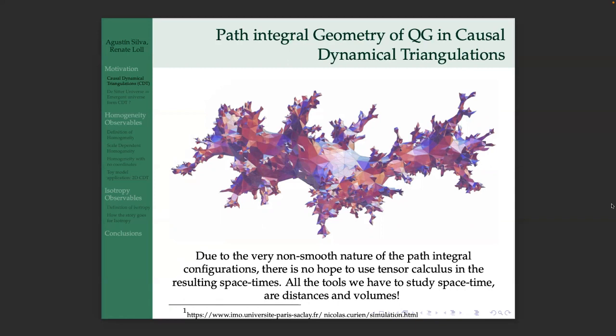As I said, there is no hope of using tensor calculus because the path integral configurations that appear in this approach look like this. They are very non-smooth and fractal, and there is basically no hope of applying differential calculus. So again, and I want to reinforce this, we only know how to measure distances and volumes.